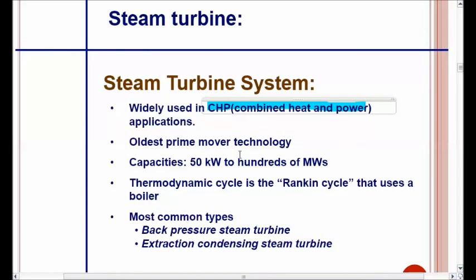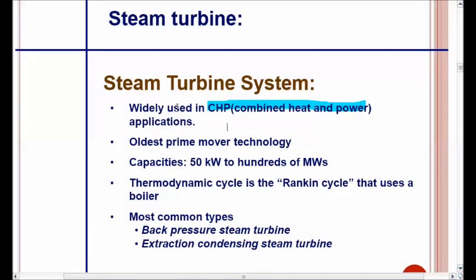Now let's see a steam turbine system. A widely used steam turbine system is the CHP type, which is combined heat and power. This is also called a cogeneration type steam turbine system. Here combined heat and power means the application is not only to get an electrical output but also to use the heat exhausted from the turbine in a useful process. For example, a paper and pulp industry or a sugar industry uses the exhaust steam for their processes. So the efficiency of this type of turbine is much higher.